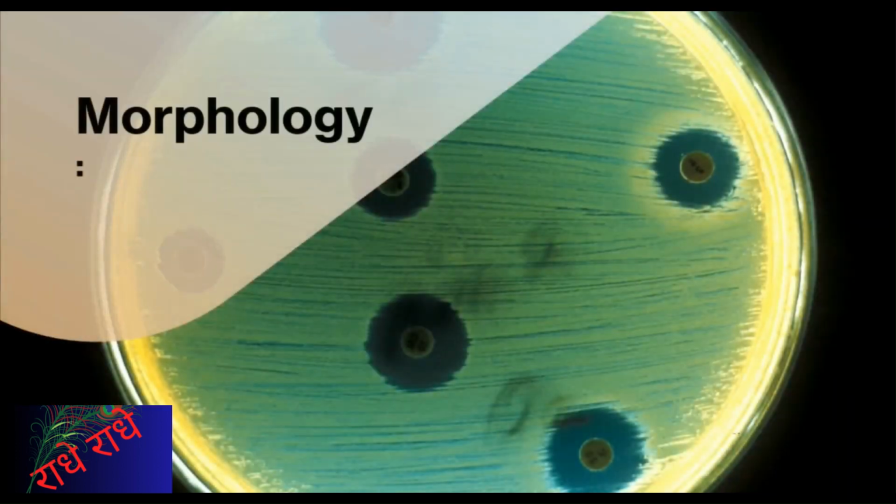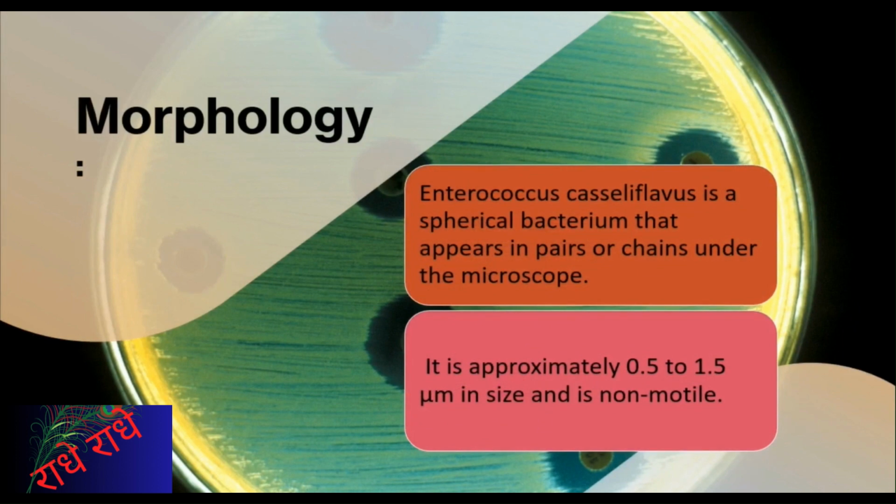Enterococcus casseliflavus is a spherical bacteria that usually appears in pairs or chains when viewed under a microscope. It is a non-motile bacterium with a size ranging from 0.5 to 1.5 micrometers. This bacterium is commonly found in soil, water, and uncooked food products.